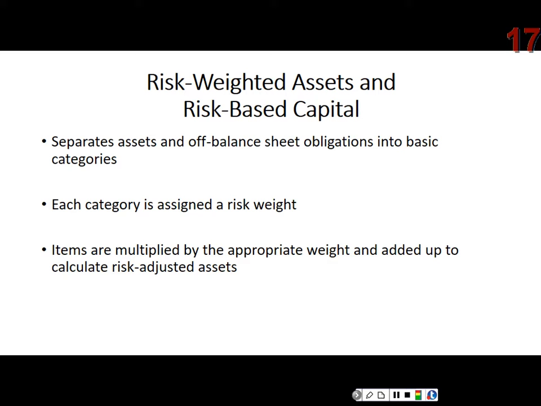But the way this works is this risk-weighted assets and risk-based capital, it simply separates assets and off-balance sheet obligations into categories based on how risky they are. And each category is assigned a risk weight. If I can find my mouse.